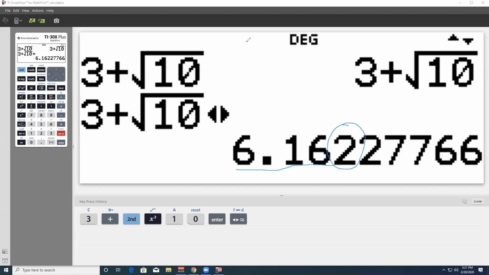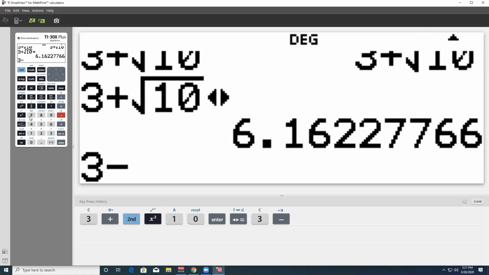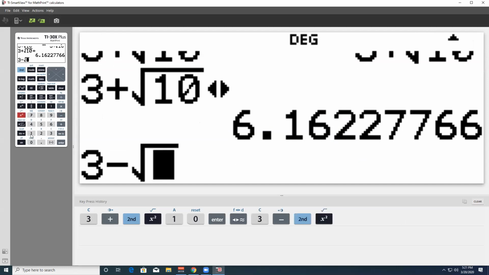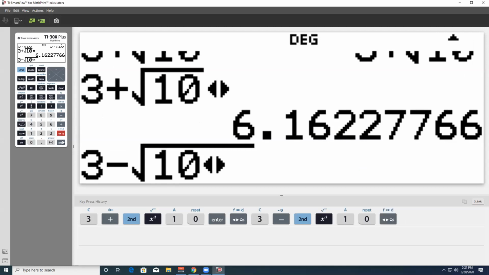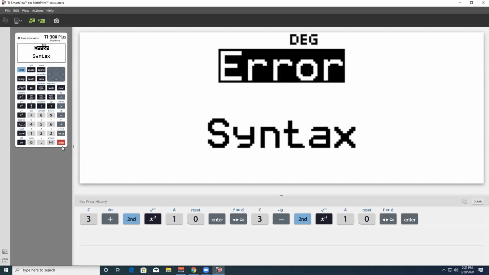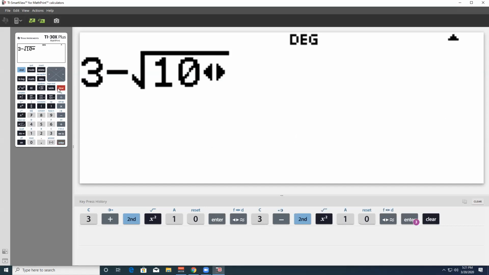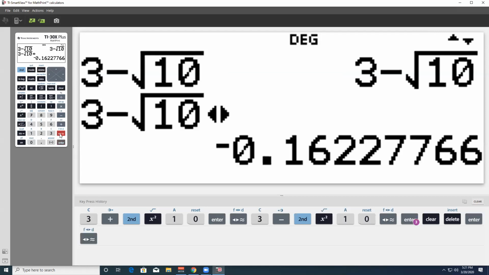Okay, and then let's do the same. Let me clear all of that. Clear my drawings, close annotate. Okay, and now back to the calculator. 3 minus the square root of 10. And I'm just going to hit the approximation button. Nope, broken. Okay, clear, because it doesn't want that in there. So we're going to hit enter first and then approximate. Negative 0.16. So I'm going to write that down too. Negative 0.16.